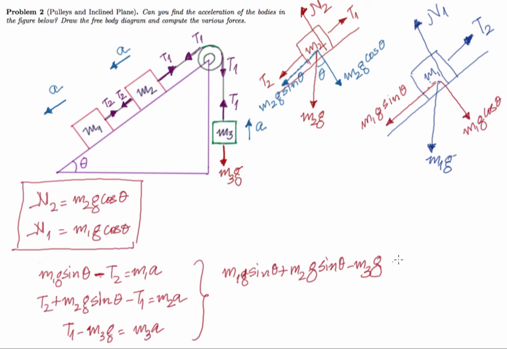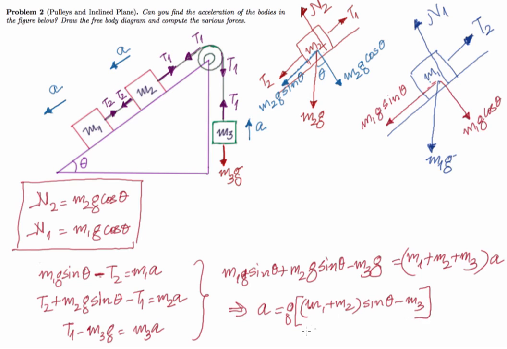times a, which implies the acceleration is, I can take g common, and then a equals g times ((M1 plus M2) sin theta minus M3) upon (M1 plus M2 plus M3).